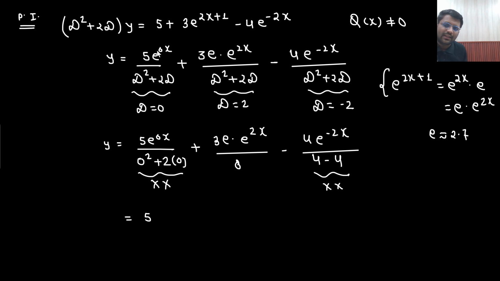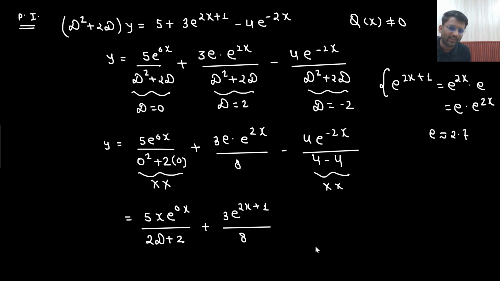Sir, 5 as it is, on the upper side I will multiply with x. So when I multiply with x on the upper side, downward side I will have to differentiate, that will be 2d plus 2. Upper side everything as it is, 5 e to the power 0x as it is. Just upper side you multiply with x, downward side you differentiate. Plus, this guy is good. This is nothing but 3 e to the power 2x plus 1 divided with 8. Nothing will happen to this particular guy. Now here also, since it is creating the problem, upper side you multiply with x, downward side you differentiate, which is 2d plus 2.